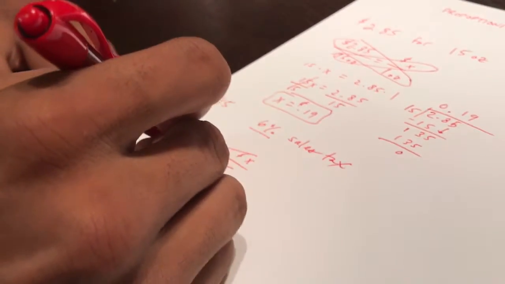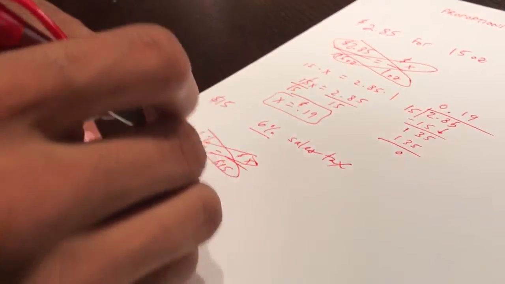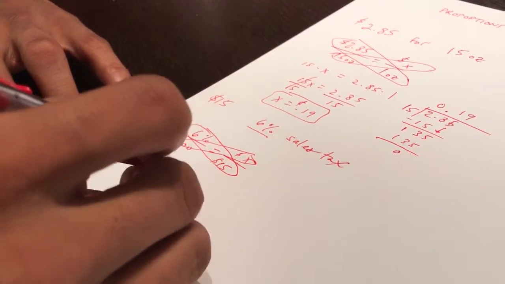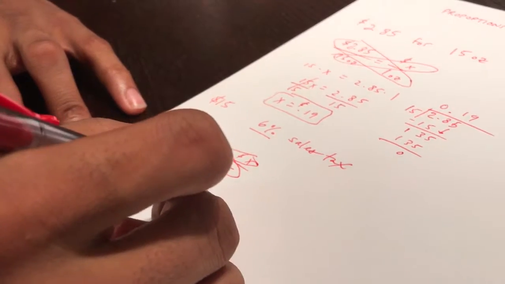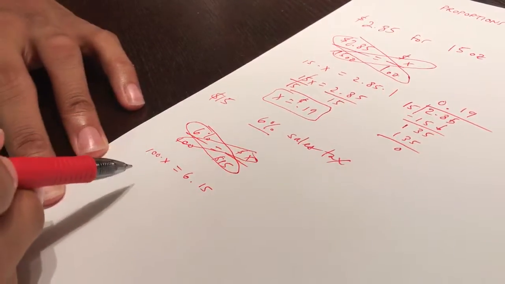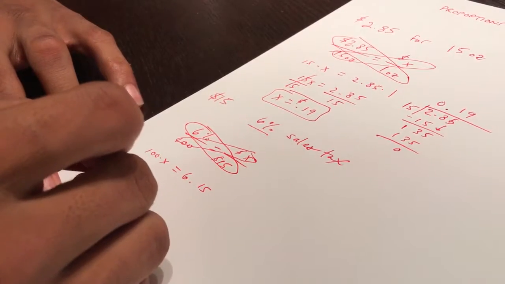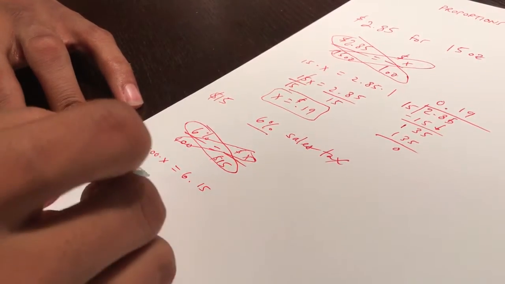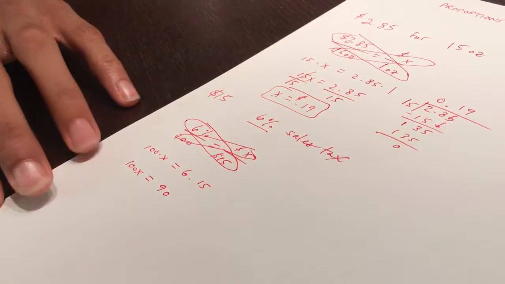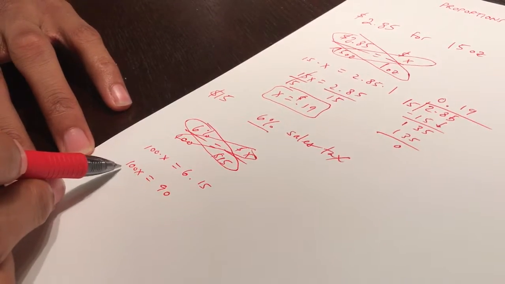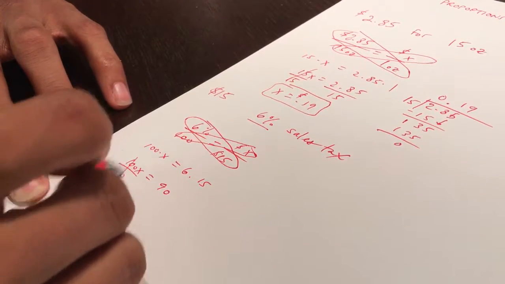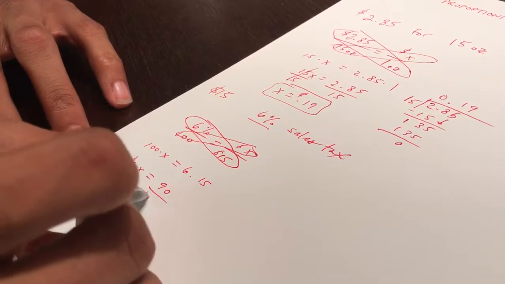Set up as a cross product, so let's use cross products. On one side I have 100 times X equals 6 times 15. Remember, I do what I can now. 100 times X is 100X. I set that equal to 6 times 15, which is 90. Then I want to do the opposite operation and get rid of this 100 so I can have X by itself. Divide by 100, whatever I do to one side, I do to the other.